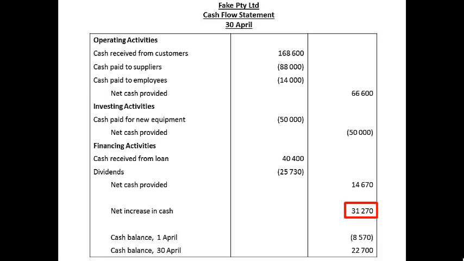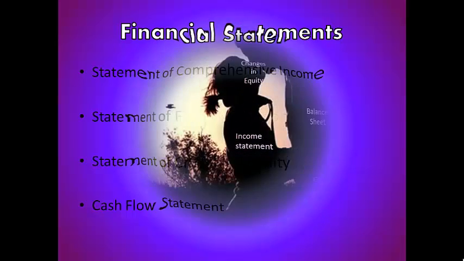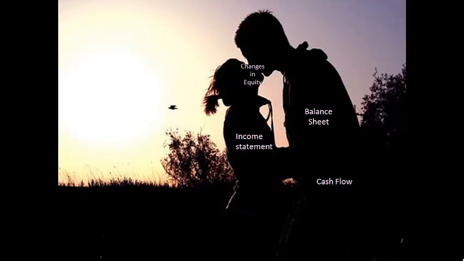This number is then added to the cash balance at the beginning of the period to give the cash balance at the end of the period. So those are the four main financial statements. While they're all each used for different purposes, one cannot exist without the other. They're in a pretty serious long-term relationship.